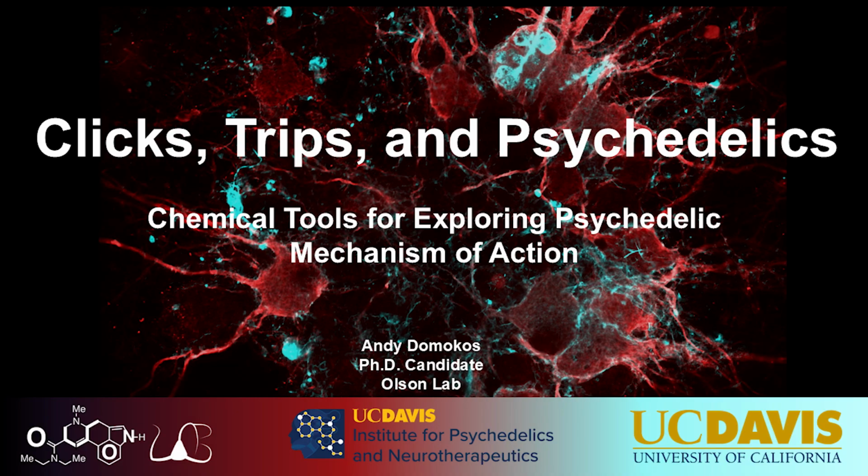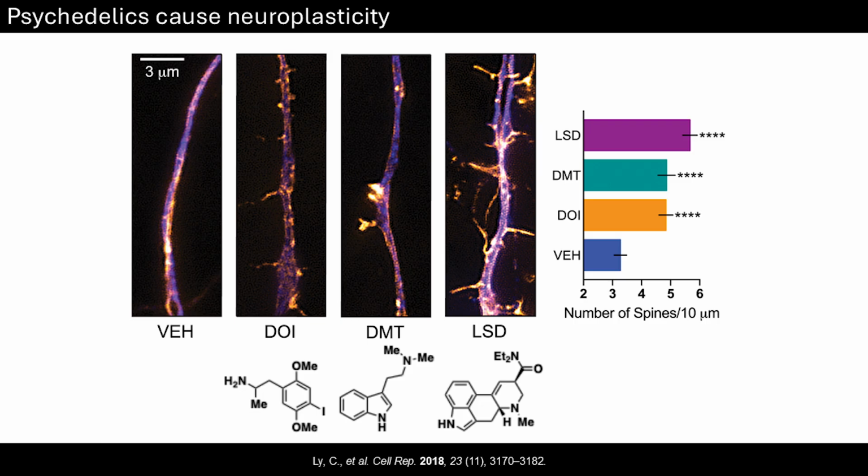Olson Lab focuses on exploring and understanding neuroplasticity, or the induced growth of neurons. In 2018, our lab published a paper on how psychedelics, such as DOI, DMT, and LSD, were able to induce growth in neurons, potentially opening an avenue through which we could treat the neuronal degradation of neuropsychiatric disorders, such as PTSD, substance use, and depression, to name a few.